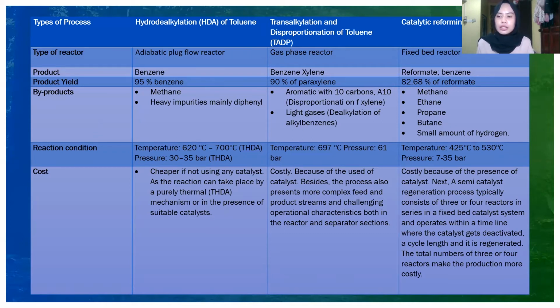because of the presence of catalyst. A semi-catalyst regeneration process typically consists of 3 or 4 reactors in series in a fixed bed catalyst system and operates within a timeline where the catalyst gets deactivated, a cycle length, and it is regenerated. The total number of 3 or 4 reactors makes the production more costly. To compare these 3 processes, the HDA is the cheapest among them, while the TADP and catalytic reforming are the most costly processes to produce our product benzene.